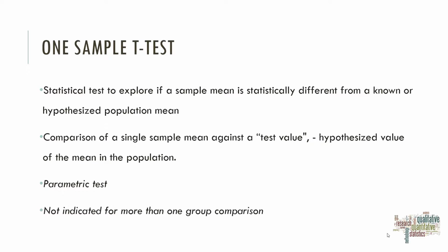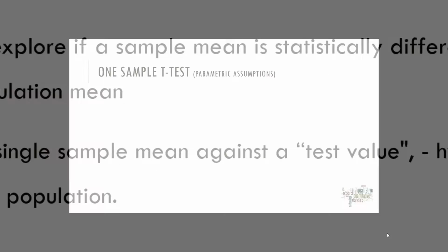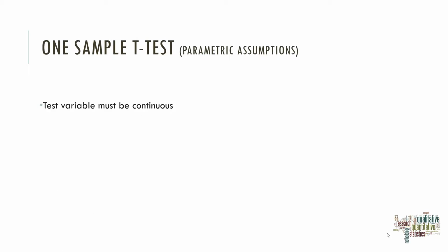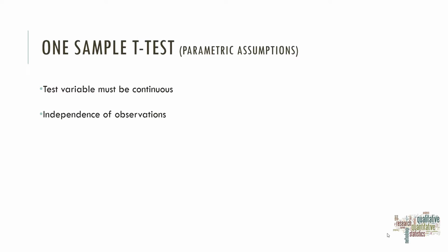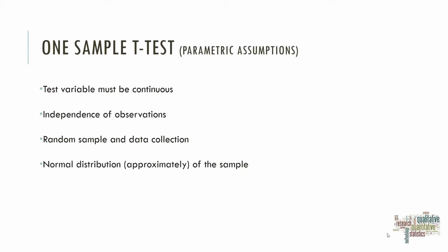So let's see the assumptions. The test variable must be continuous. There must be independence of observations. The sample must be collected by random sampling. A normal distribution is assumed. Also, homogeneity of the variances is necessary, and we also have the assumption that there can't be outliers in the distribution.